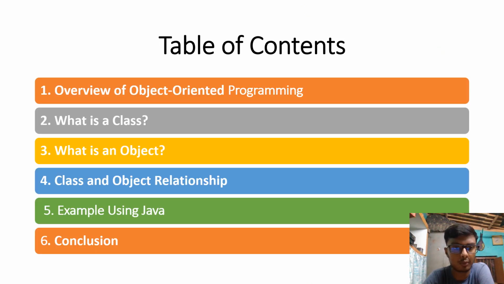This is our table of contents. We will first look at an overview of object-oriented programming, and then we will discuss what is a class, what is an object, class and object relationship, an example using Java, and we will conclude it. So let's start.